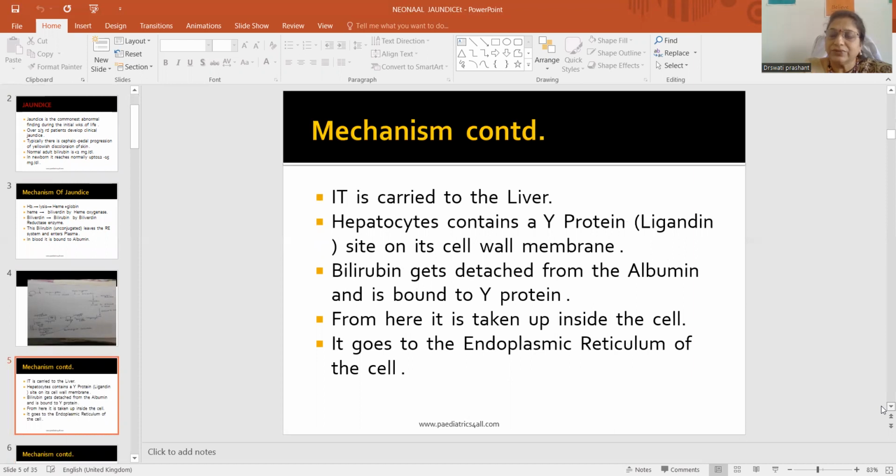This albumin carries the bilirubin to the liver. In the liver, the hepatocytes are the smallest unit of the liver. They contain a Y protein or ligandin site on the cell wall membrane. Through this ligandin, the bilirubin enters the hepatocyte. The bilirubin first gets detached from the albumin and is bound to this Y protein. From here, it is taken up inside the cell. It goes to the endoplasmic reticulum of the hepatocyte.